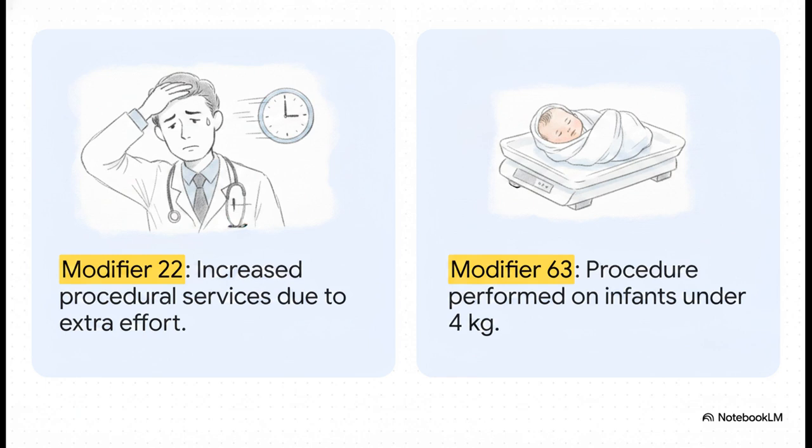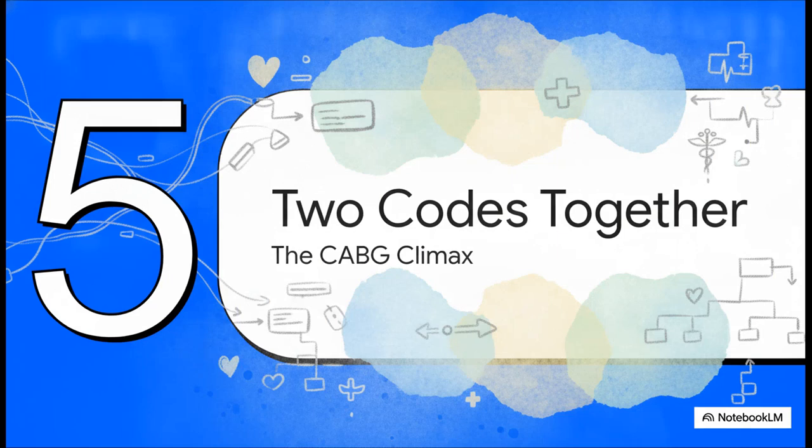These little 2-digit add-ons basically tell the payer, look, I did this standard code, but the patient's physical reality made it significantly harder. It is honestly a brilliant way to keep a standardized system while still allowing for the crazy variability of human health. And finally, Section 5, 2 codes working together, the CABG climax.